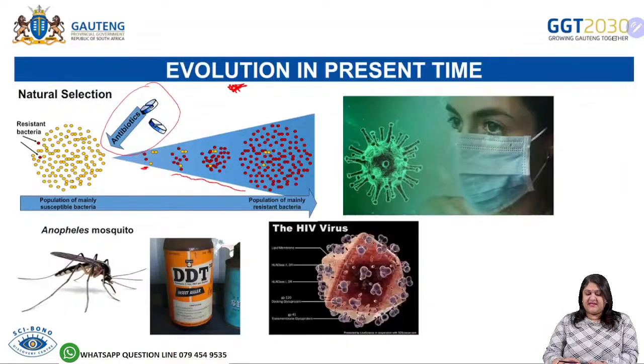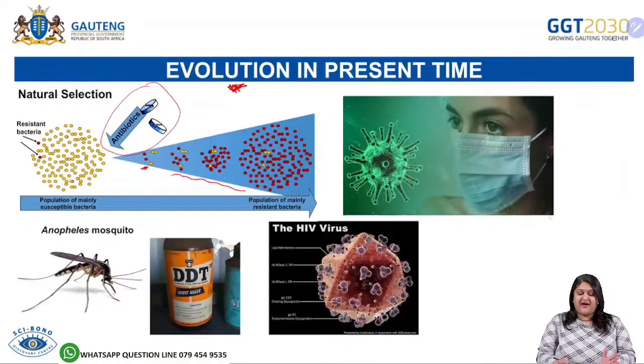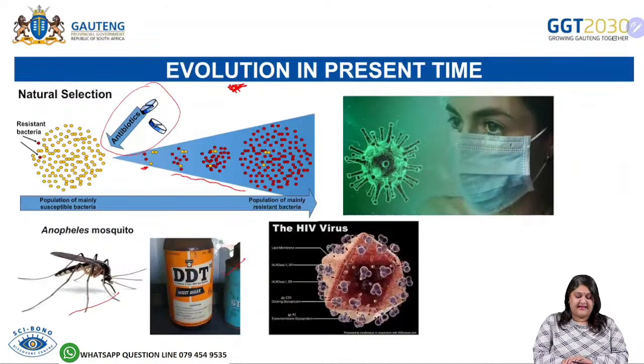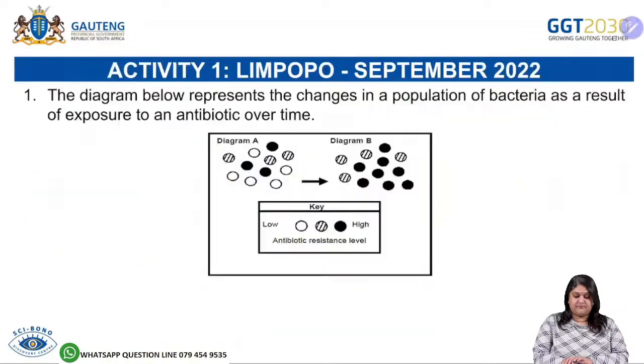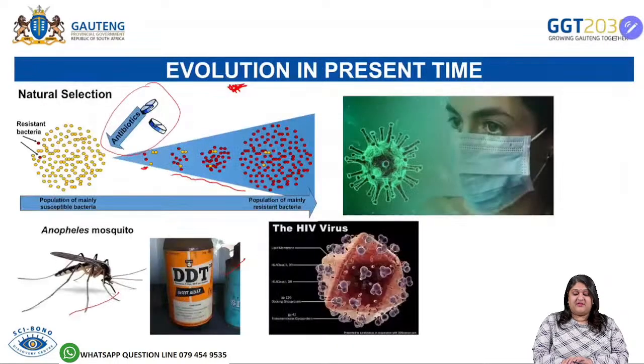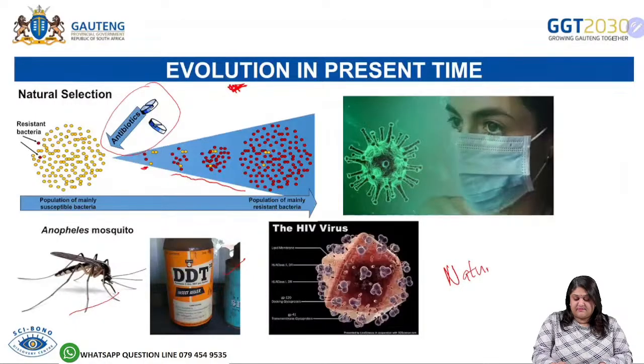Okay, so this is the example. There's also the example of coronavirus, of HIV. Then here we have the DDT, which is the insecticide I was telling you about, and then we also have malaria, the Anopheles mosquito that actually carries the malaria. Okay, one more thing I wanted to say is that whenever we're looking at evolution in present times, so they're giving you an example of any of these, then you must remember natural selection. We're going to look at some examples of how they ask this question.